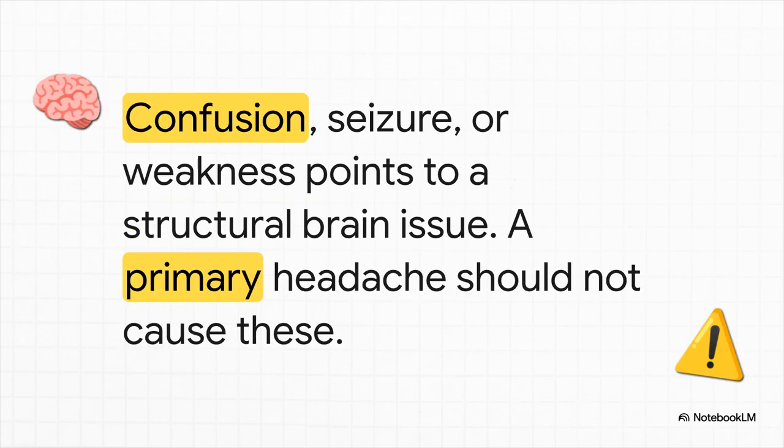And finally, we have the exam alarms. See, during a primary headache, the brain itself should be working normally other than the pain. So if you find any focal neurologic signs, like weakness on one side, or any change in mental status, from subtle confusion to a full-blown seizure, you have to suspect a structural problem in the brain.